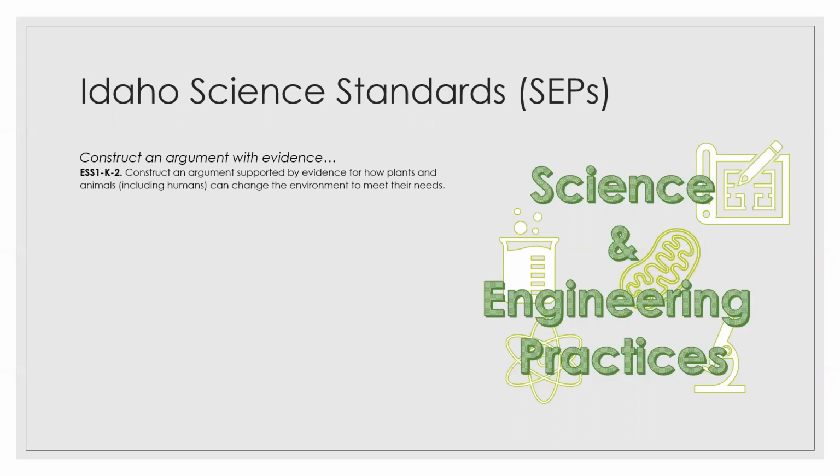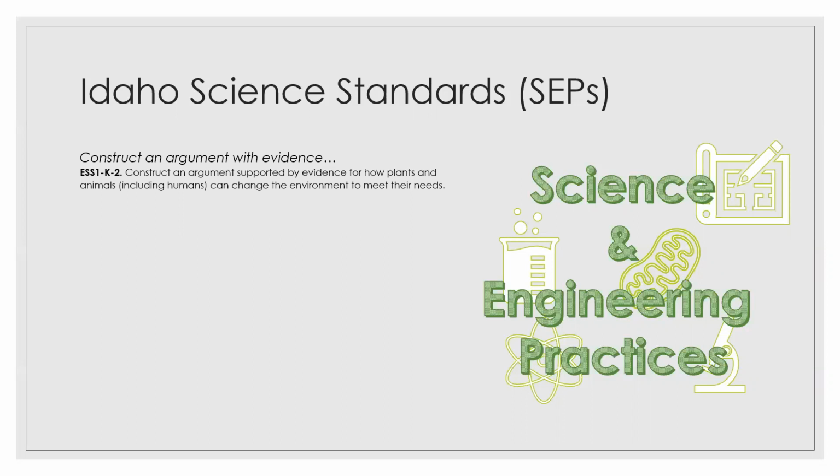And I have an example here of a kindergarten standard, but I want to make it very clear that these SEPs are through lines throughout K-12. So you will find construct an argument with evidence in high school, middle school, and the K-5 standards. So for example, this one is construct an argument supported by evidence for how plants and animals can change the environment to meet their needs.